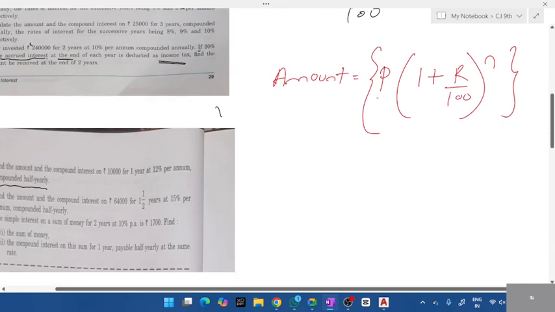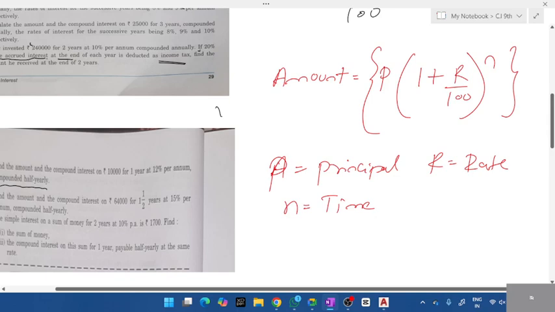So in this, what does P stand for? P stands for principal, whatever principal you have taken. R stands for rate. N stands for what? Power. N stands for time. Power is correct, but N is time. If they give 2 years, you have to write to the power of 2. In place of N, you have to write 2. Make a note of this formula.